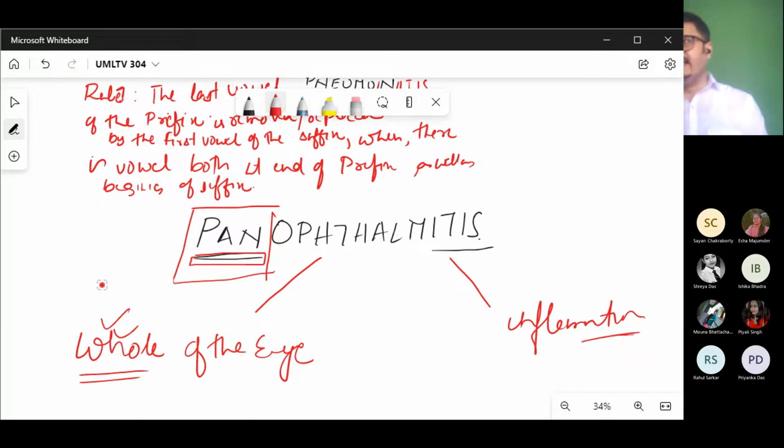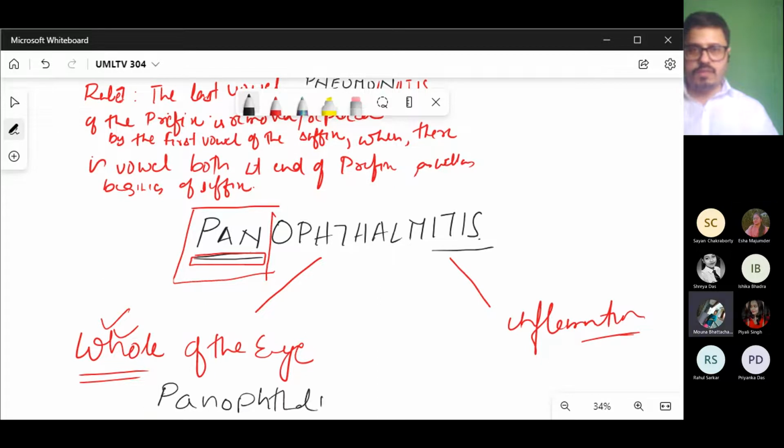As for example, pan India. I think you have heard this word before. Pan India. That means the whole of India. Similarly, when I'm using the word panophthalmitis, that means the whole of the eye. Did you understand this? Did you understand? I'm writing the prefix for that. Yes, sir. And OPH, yes, sir. O.